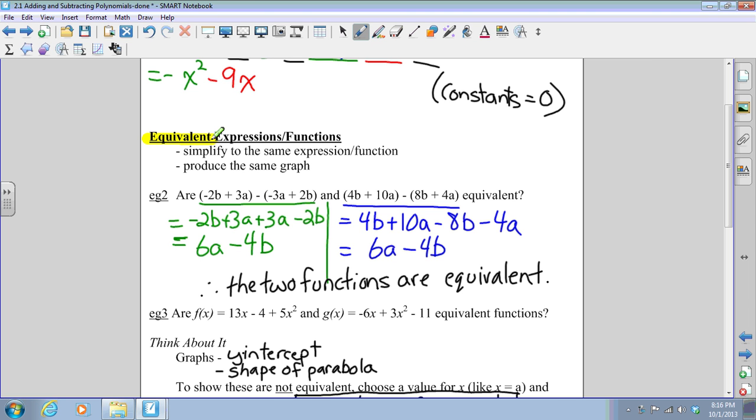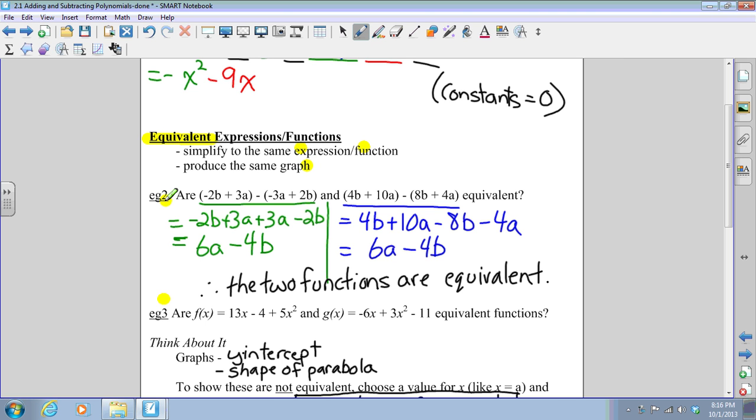Basically, there are two ways that you can decide if two functions are equivalent. You can simplify them to see if they become the same expression or the same function, or you could graph them to make sure they produce the same graph.